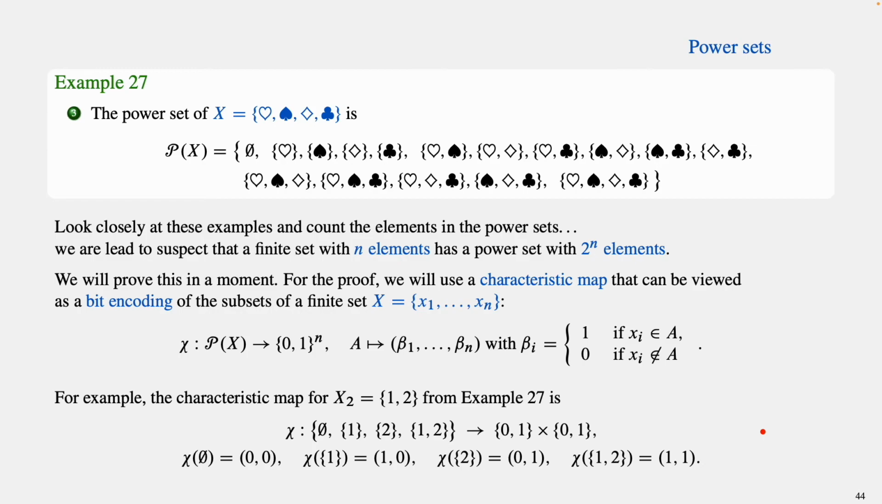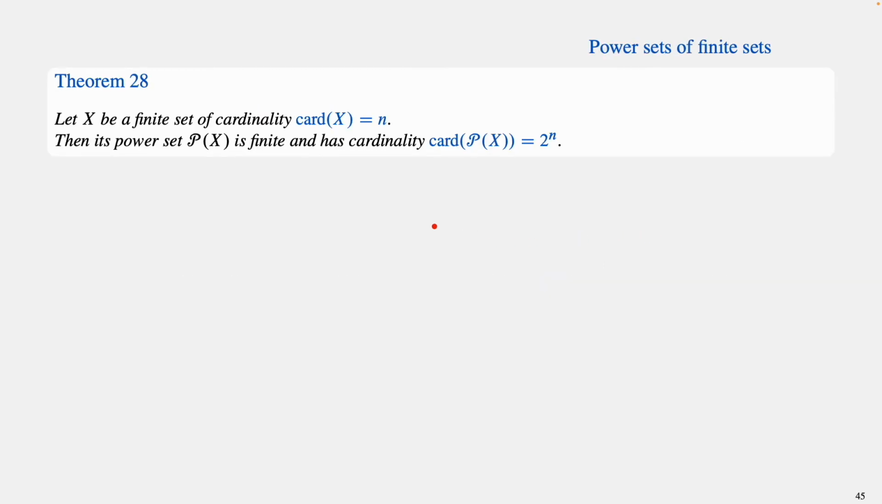And this map we will use in the following proof of our suspicion here. Theorem 28 states that if X is a finite set of cardinality n, then the power set is also finite and has cardinality 2 to the power of n. And this explains what I mentioned in the beginning, that some people use the notation 2 to the power of X, where X is your set, to denote the power set of X, because it's suggestive of the fact that the power set contains 2 to the power of cardinality of X elements.